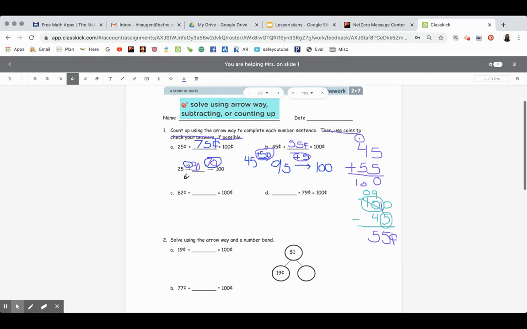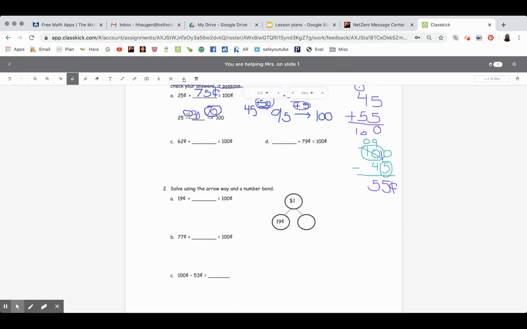Let's look at C. Again, you choose the strategy. You can count up or you can subtract. So for this one, I'm going to start out subtracting. And the reason I'm subtracting is because I'm missing a part here. 100 is my total, so that means I'm missing a part. And when I need to find a part, I subtract. So 100 minus 62. Let's check.